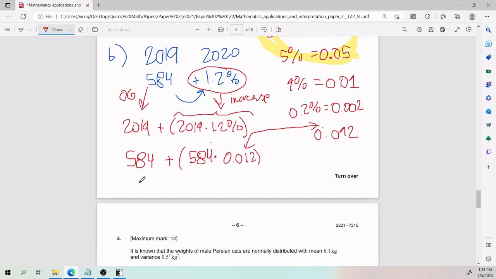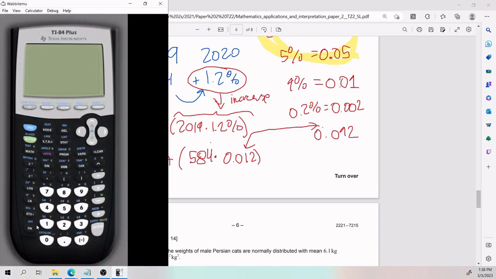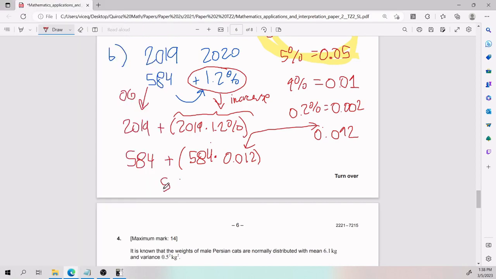So I plug all of this into my calculator. I'm just going to show you what happens. I have 584 plus 584 times 0.012. And boom, we end up with that number there, 591.008. All right. If you want to do sig figs or whatever, that would be 591. All right. So that is for part B.